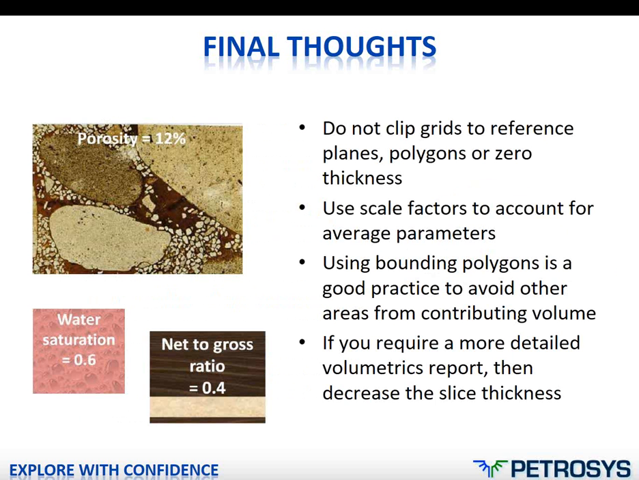Use scale factor to account for average parameters, as I showed you in the thickness example. Using bounding polygons is a good practice to avoid other areas from contributing volumes. And if you require a more detailed volumetrics report, then decrease the slice thickness and you have a better control of how the volumetrics is calculated.